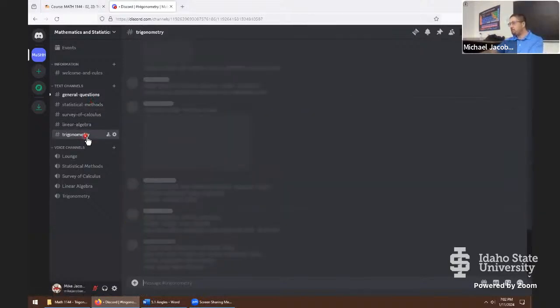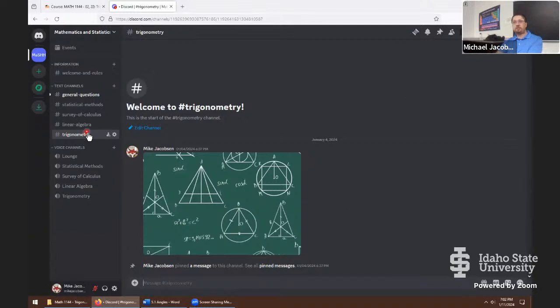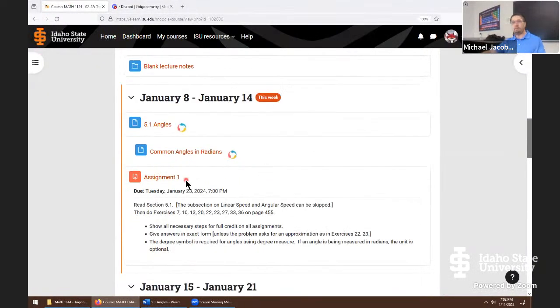And for our class, trigonometry, this is how you could use it. You can just ask general questions. You'd be getting help from your fellow students in this class. We're a class of about 23 students altogether. I'll try to jump into the server here as well, just to help out where I can. And your questions could go along these lines. You might be working on assignment 1. It says to do these problems on page 455.